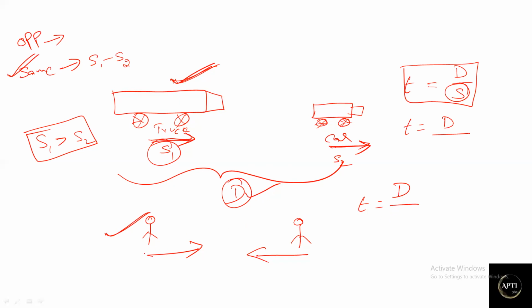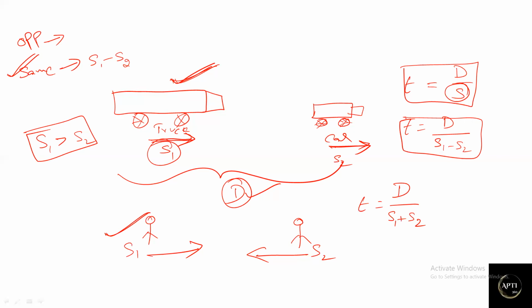Here which speed needs to be considered? Here we have s1 for the first person, s2 for the second person. Now here opposite direction indicates s1 plus s2. Same direction indicates s1 minus s2 in this example. And I hope you all are clear. This is all about the relative speed concept. Only 2 points you need to remember.